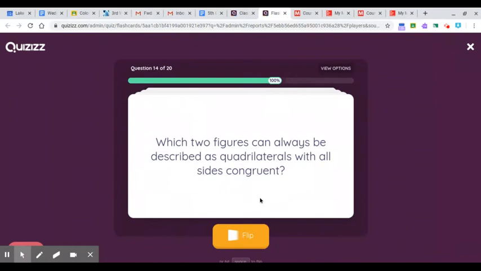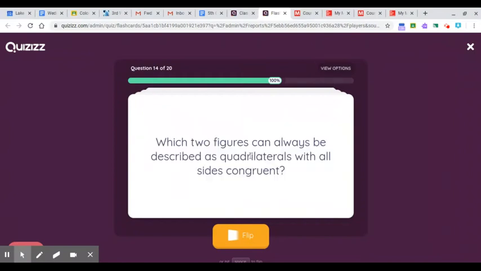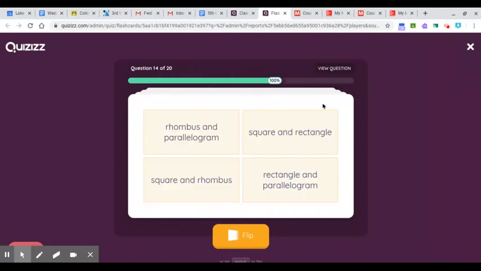So which 2 figures can always be described as quadrilaterals with all sides congruent? So we're going to look for 2 figures that are quadrilaterals with all sides congruent, and they have to always be congruent, okay? So a rhombus and a parallelogram. Well, let's go back one more time. Let's read the question one more time. Which 2 figures can always be described as quadrilaterals with all sides congruent? Okay. So we're looking for 4-sided and all the sides are the same.